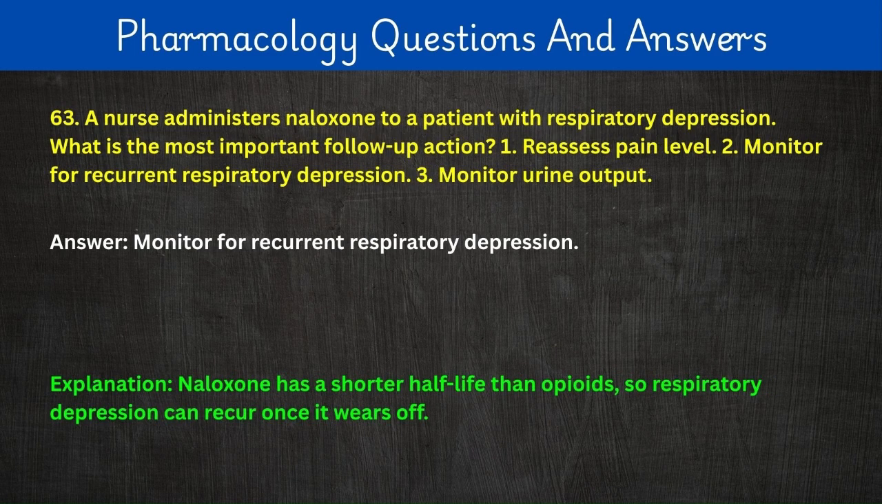63. A nurse administers naloxone to a patient with respiratory depression. What is the most important follow-up action? 1. Reassess pain level. 2. Monitor for recurrent respiratory depression. 3. Monitor urine output. Answer: Monitor for recurrent respiratory depression. Explanation: Naloxone has a shorter half-life than opioids, so respiratory depression can recur once it wears off.